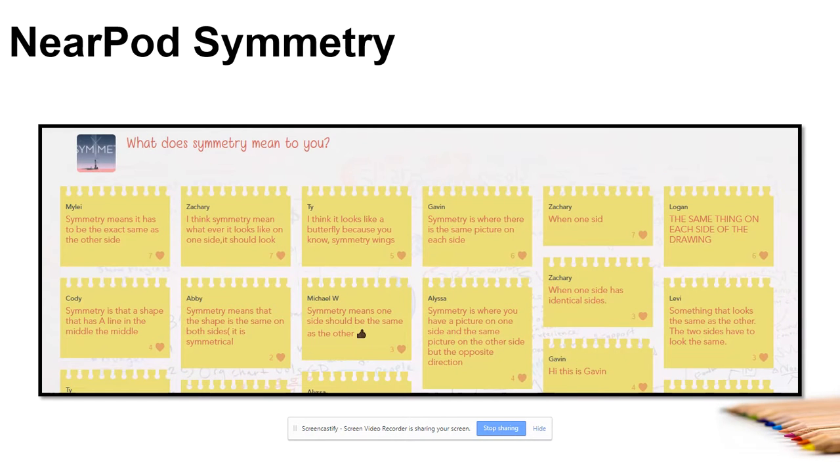Another awesome piece about Nearpod is that students are able to collaborate with one another and post what they think the symmetry is. You can see Molly, Zachary, Ty, Gavin, and Alyssa. All my students were able to tell me what they knew about symmetry, and that allowed me to better prepare myself for the next part of the lesson.